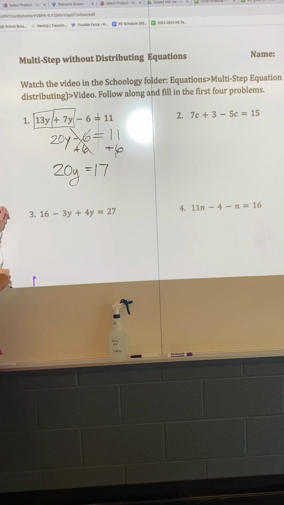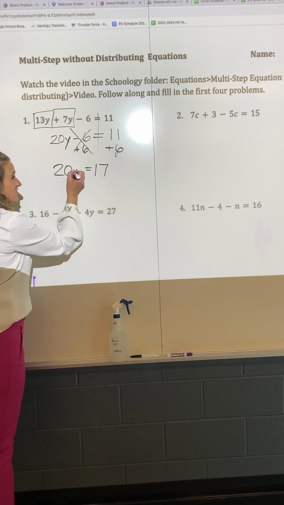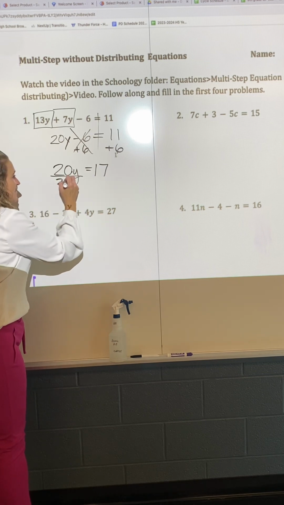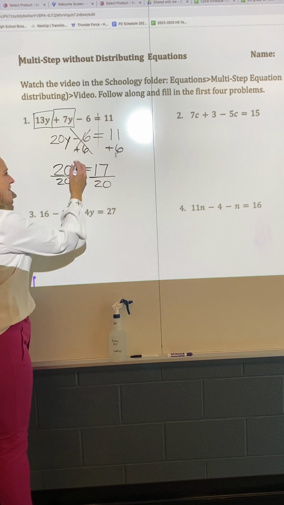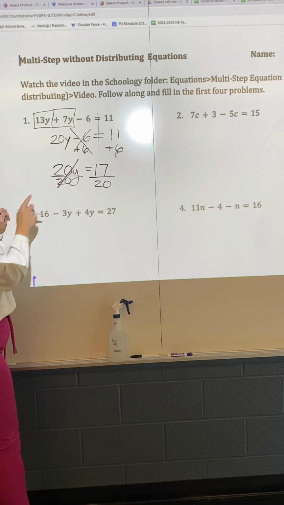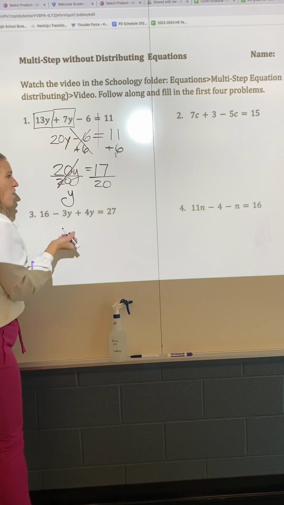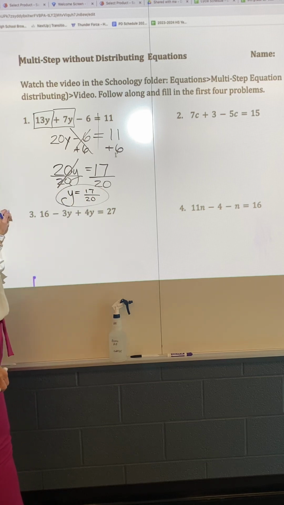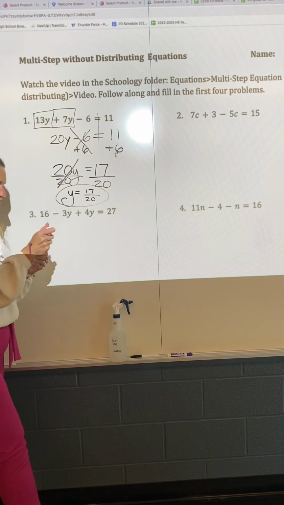All right, last step. We know that that 20 is attached to the y by multiplication, and we need to undo multiplication and divide. So we're going to put both over 20. That's just going to cancel out the multiplication on this side. We still have the y, and we'll just leave that as a fraction, 17 over 20. All right, not too bad.